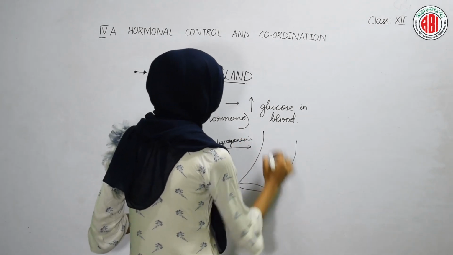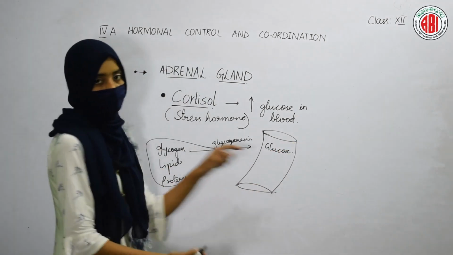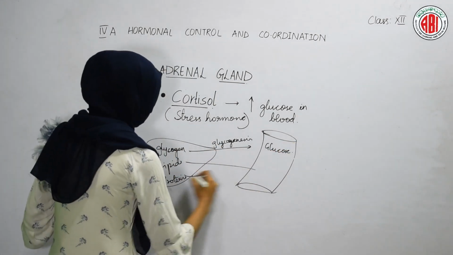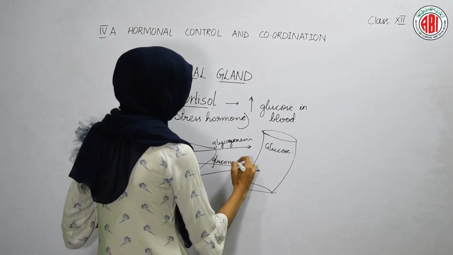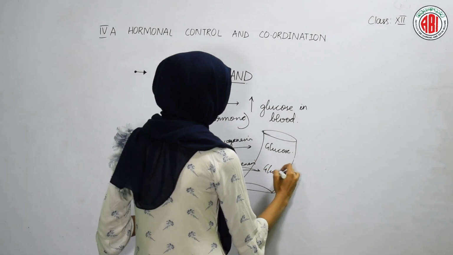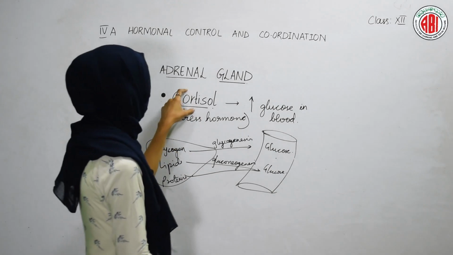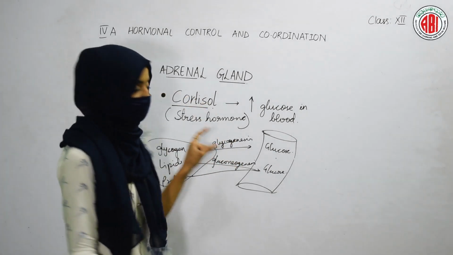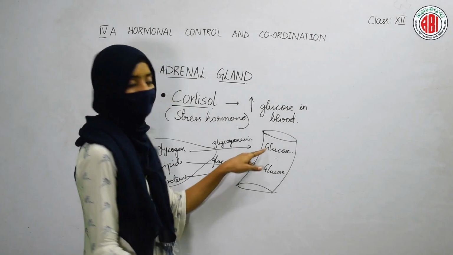This will form the glucose, and the glucose can be transported into the blood. Likewise, lipids and proteins can also be broken down. This process is called gluconeogenesis, in order to increase the level of glucose in our blood. In this way, cortisol helps in processes like glycogenesis and gluconeogenesis to form glucose.